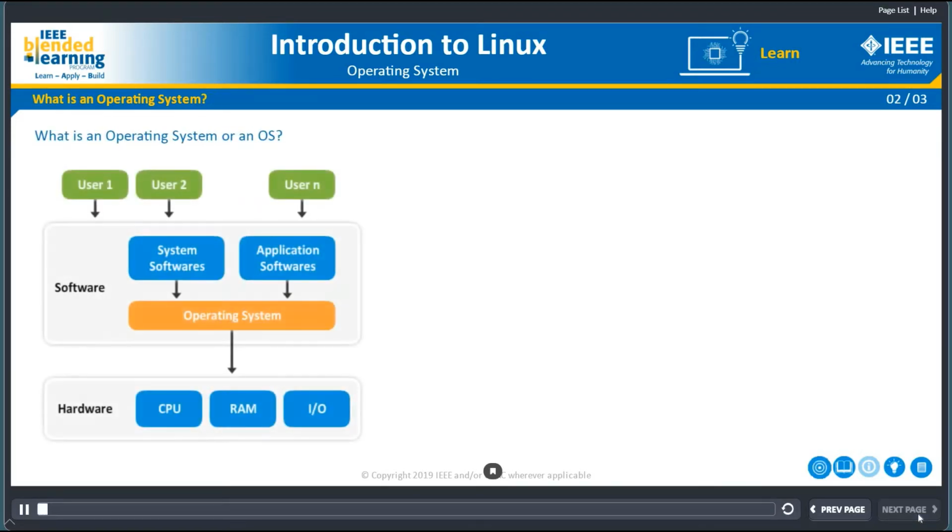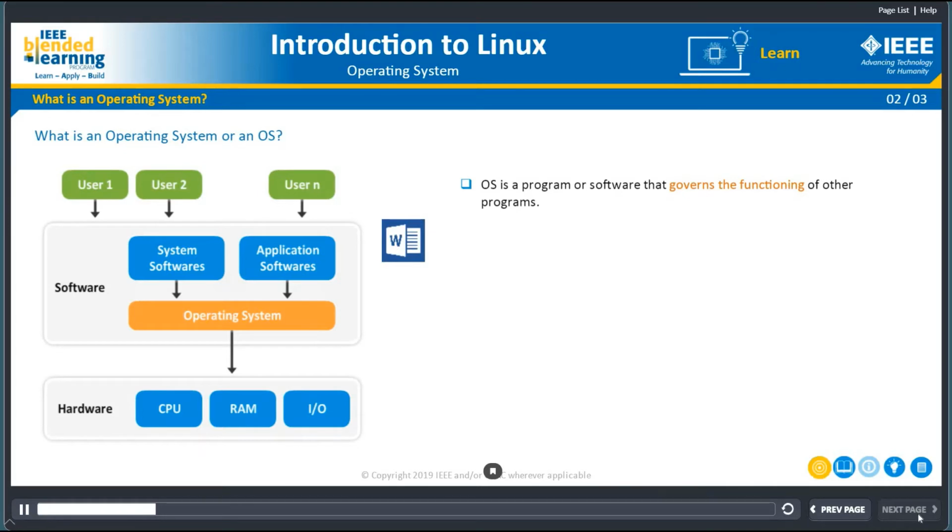What is an operating system, or an OS? OS is a program or software that governs the functioning of other programs. Let us consider an example to understand this. Microsoft Office Word is a program. If we want to start Microsoft Office Word, we will first have to start a master program that can initiate the Word program. This master program is the OS.